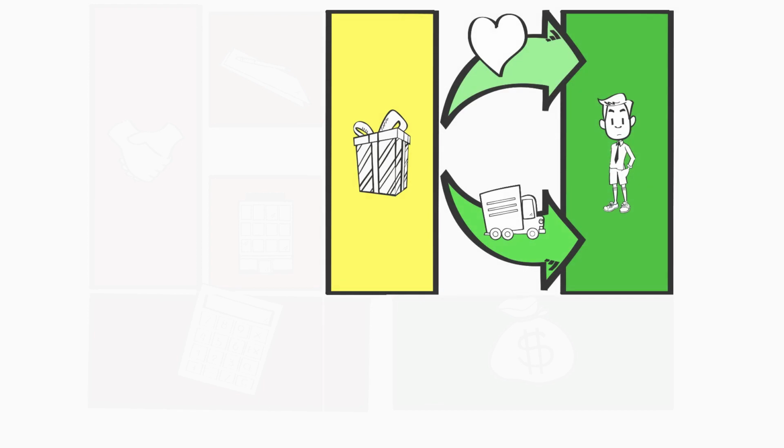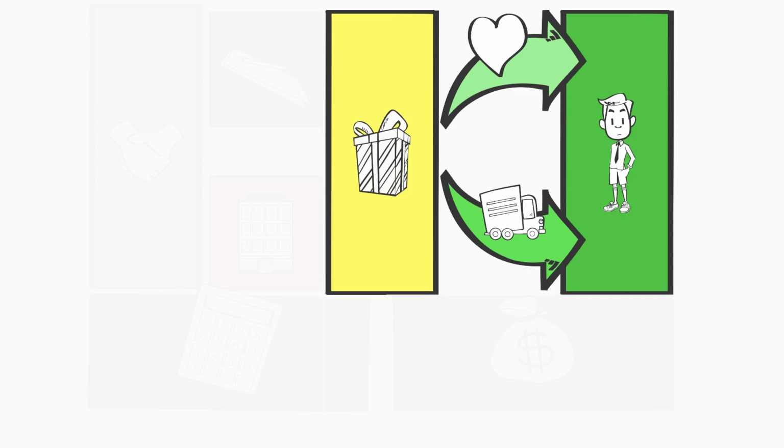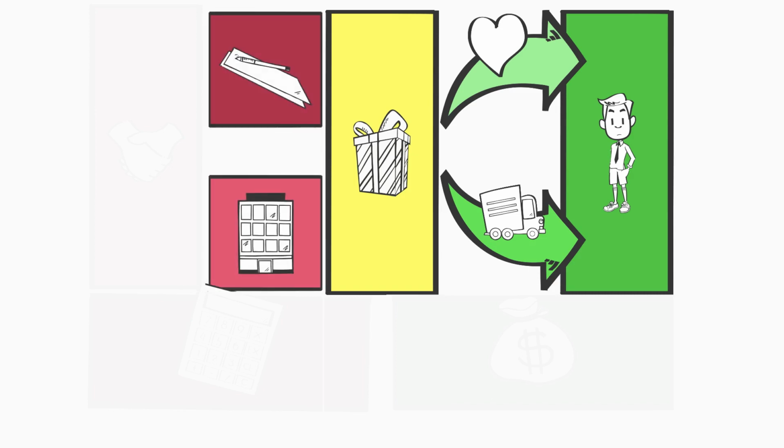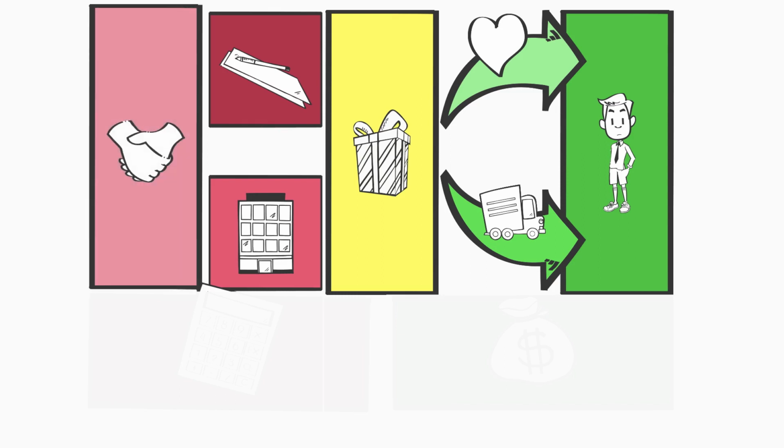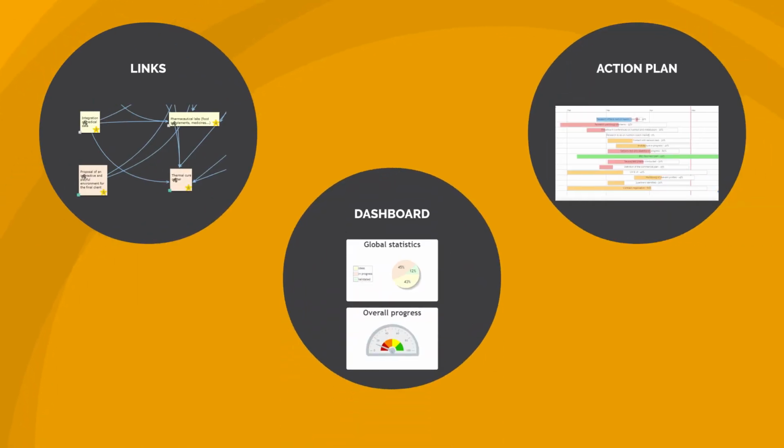Once the existence of a potential market is assured, we can focus our attention on how to deliver our value proposition by working on the three boxes on the left-hand side: key activities, key resources, and key partners linked to the elements of the value proposition. Here we use the same logic as before, with basic questions that require the most precise and accurate answers possible over the course of iterations and hypothesis work. Don't forget to use the links, dashboard, and action plan tools to help you manage this process.